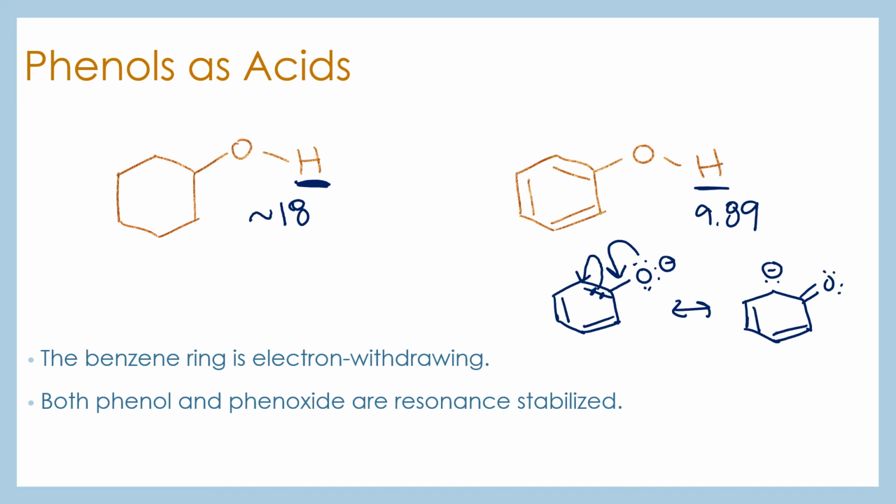And having those resonance forms is going to stabilize the conjugate base and therefore make the acid more acidic. Whereas the cyclohexanol does not have any resonance forms. Once you deprotonate it, it's just a deprotonated cyclohexanol. It's just an alkoxide. There's no resonance.